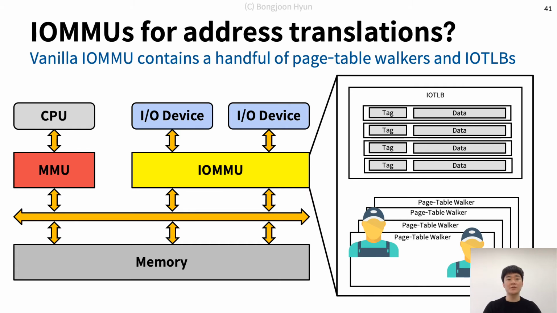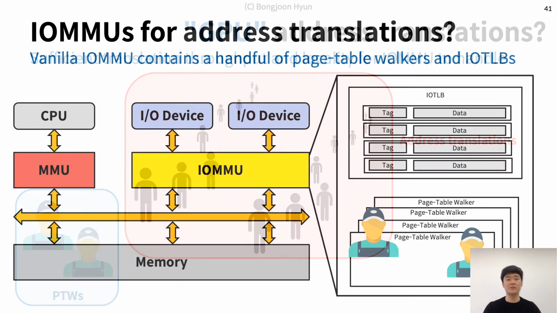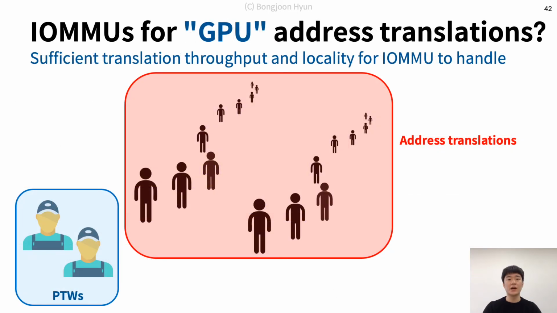These hardware page table walkers are baristas at a Starbucks ready to service customers asking for a cup of coffee, if we think of customers as address translation requests. When utilizing IOMMUs for GPU address translations, the amount of address translation throughput available at the IOMMU is typically sufficient to properly handle them.